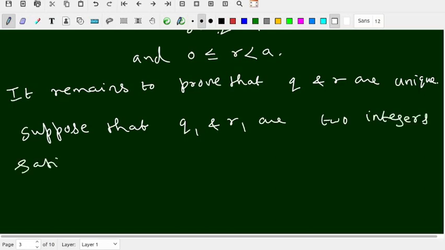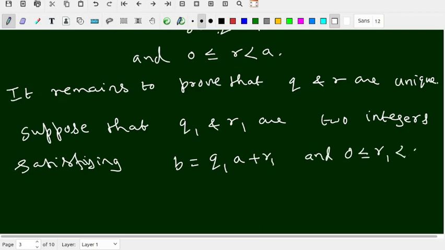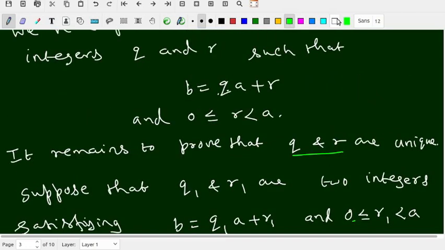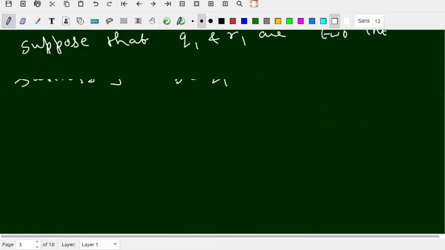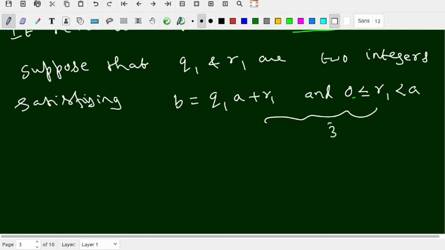Satisfying b equal to q1a plus r1 and 0 less than or equal to r1 less than a. Okay, already we have q, satisfying b equal to qa plus r, right? So this set is equation 2 and this set is equation 3.